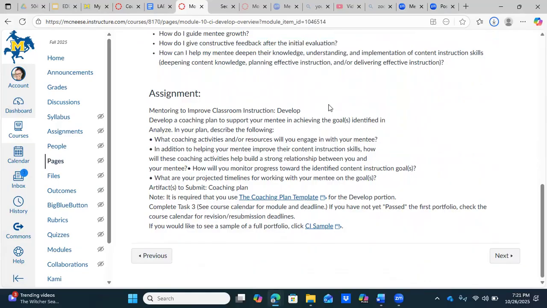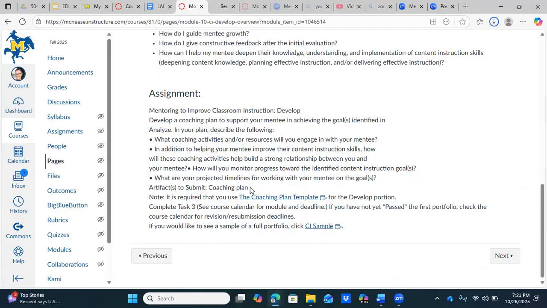So for this particular assignment, you are mentoring to improve classroom instruction, the develop portion. So develop a coaching plan to support your mentee in achieving the goal identified and analyzed. In your plan, describe the following. What coaching activities or resources will you engage with your mentee? In addition to helping your mentee improve their content instruction skills, how will these coaching activities help build a strong relationship between you and your mentee? How will you monitor progress toward the identified content instruction goal? And what are your projected timelines for working with your mentee on the goal?